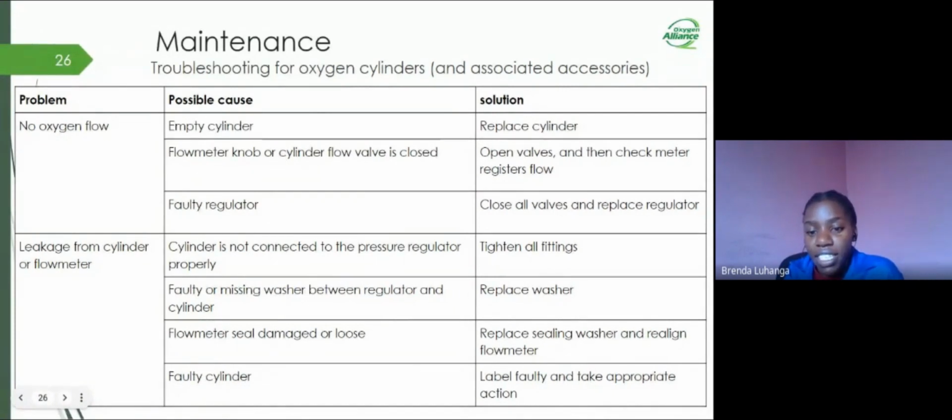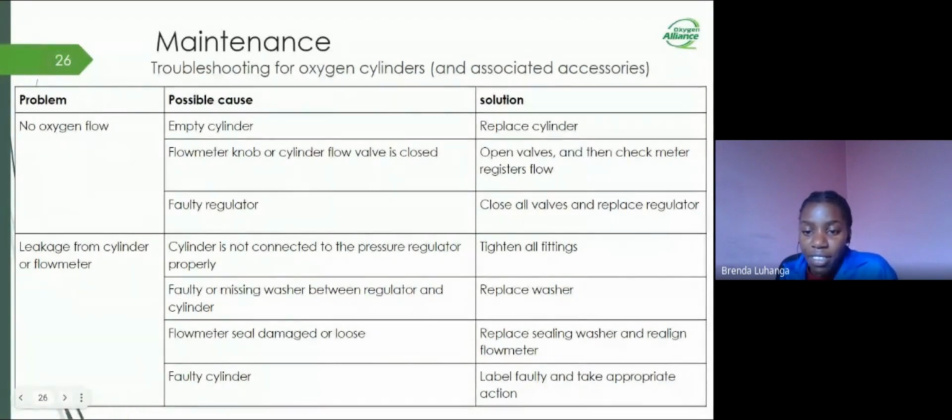Sometimes there can be leakages from the cylinder or the flow meter. This can be due to the cylinder not being connected to the pressure regulator properly, so you need to make sure that all the fittings are tightened up. Sometimes this can be caused by a faulty or missing washer between the regulator and the cylinder, so you need to regularly replace the washers. It can also be due to a flow meter seal that is damaged or loose, so you need to regularly replace the sealing washer and then realign the flow meters.